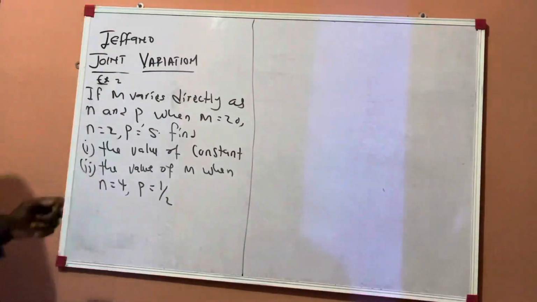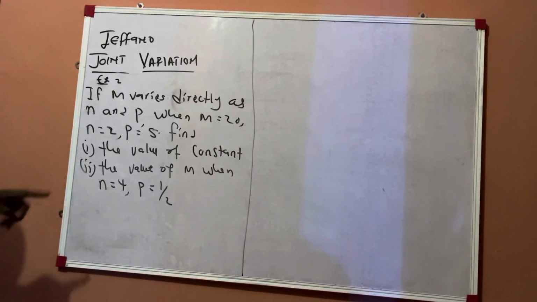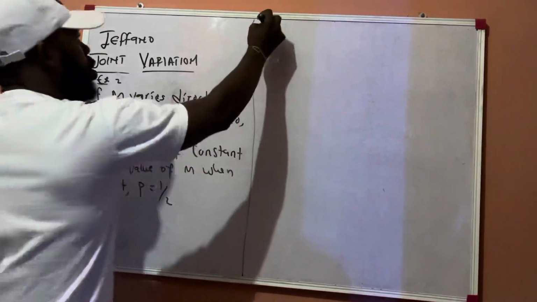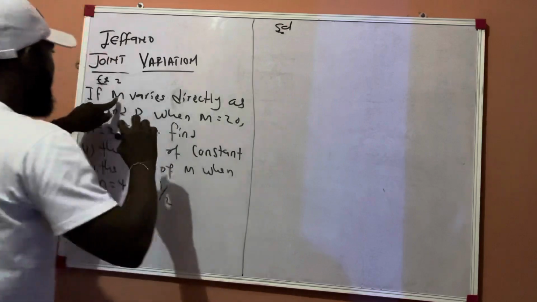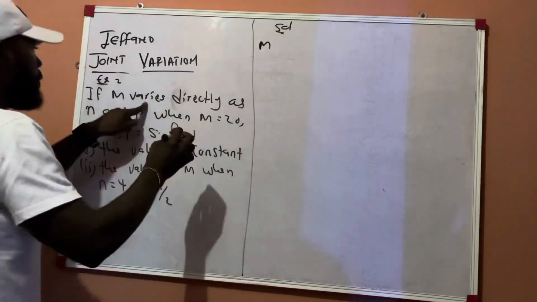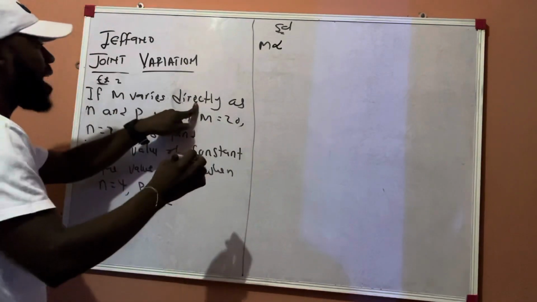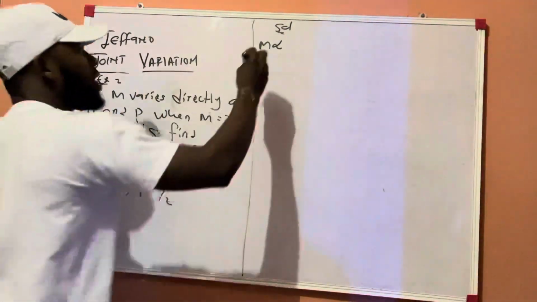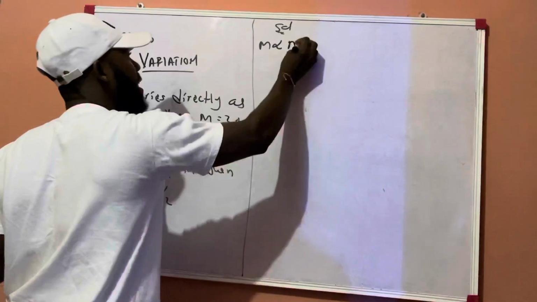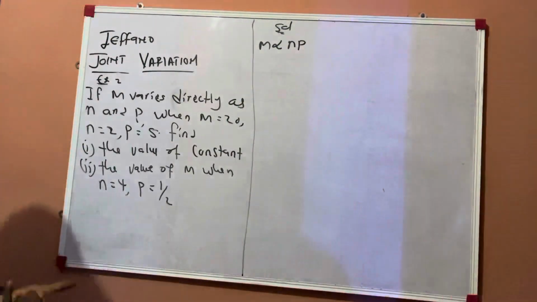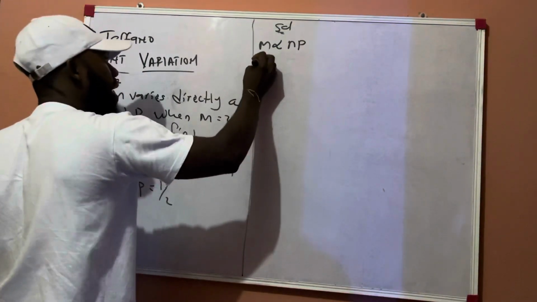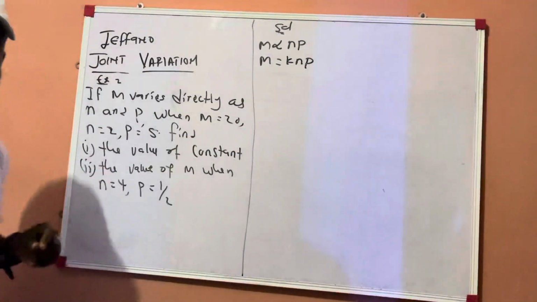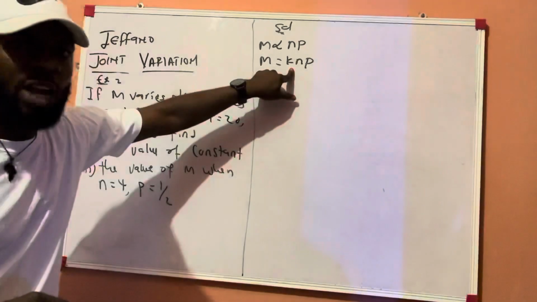Now without wasting time, we have this. Bringing out this in mathematical form, solution, M varies directly as N and P, they are joint. So here becomes M varies directly as NP. Now introducing your constants, here becomes M is equal to KNP. Now, the next is for us to get the value of our constants.